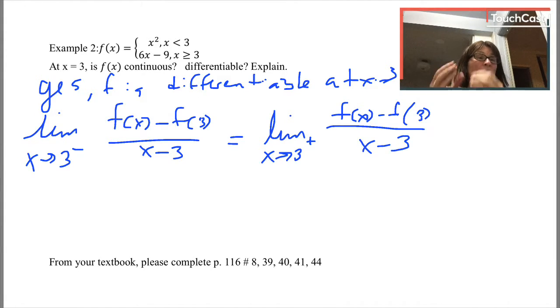So I used all that algebra. Both of those were places where I could factor and cancel out. So then I could finally do my substitution. And I did. I got 6 equals 6. So these two limits are the same, which means, by the definition, f is differentiable at x equals 3. Final answer.